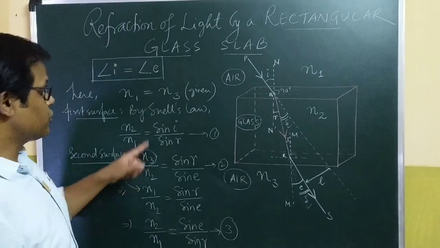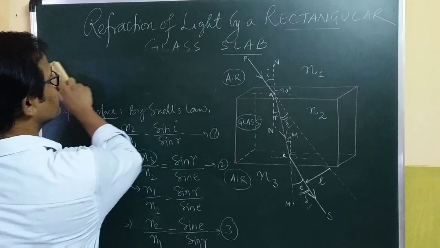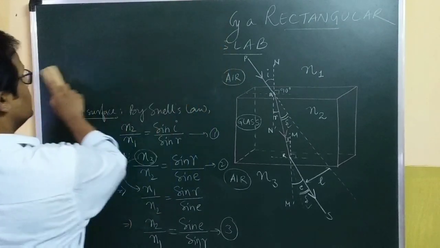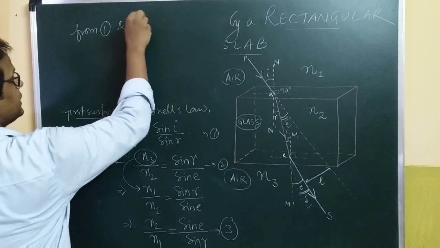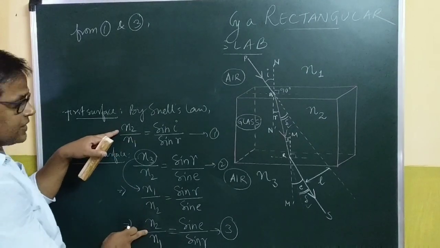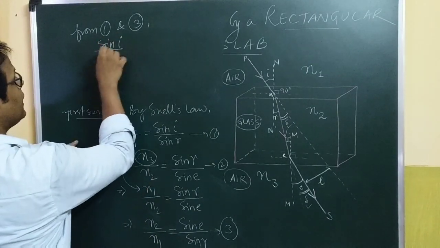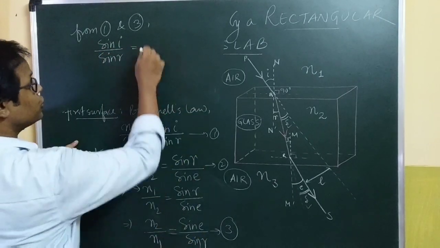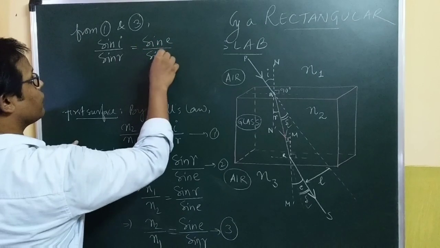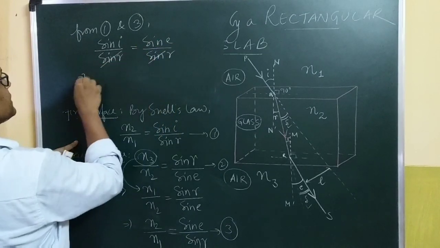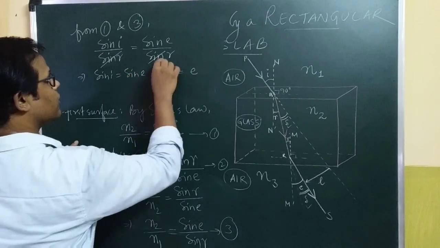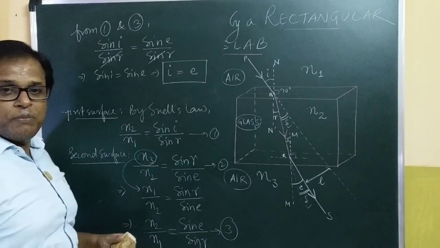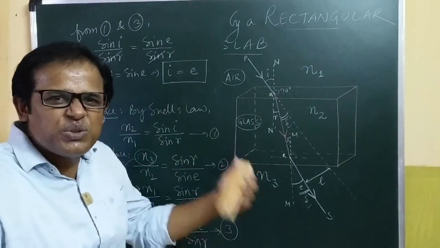Great, great, great. So from 1 and 3, let me just rub off this upper portion. Okay, from 1 and 3, we can easily see that N2 by N1, the left hand side, is the same. So we can say sine I by sine R should be equal to sine E by sine of R. So the denominator gets cancelled. Sine I is equal to sine of E. So hence you can say the measure of the angle I should be equal to the measure of the angle E. Very simple proof. I hope we got it right.